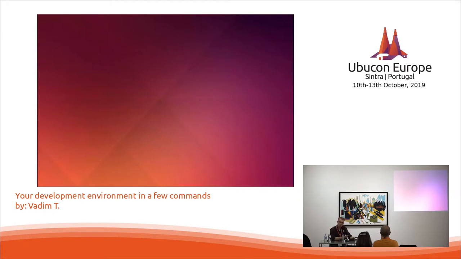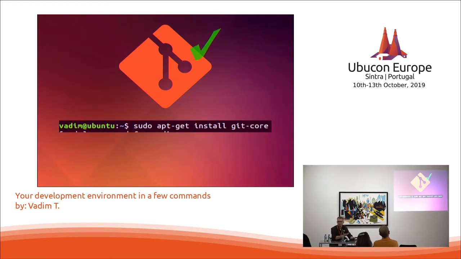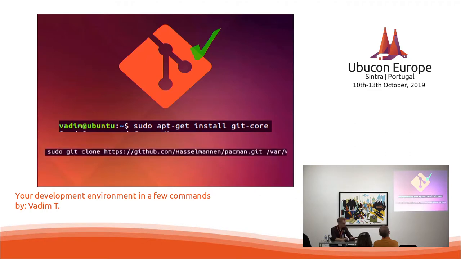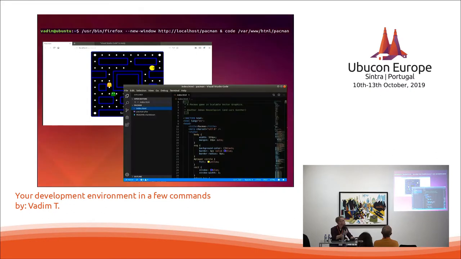And now with all the tools, we need to get our project. I use a Git repository, so we install Git, and then get the project from GitHub or other servers where you have this project. And now, with all the environment deployed and your project on local, we want to open it in Firefox and in your code editor. I open both at the same time to see the results, to see what we got.